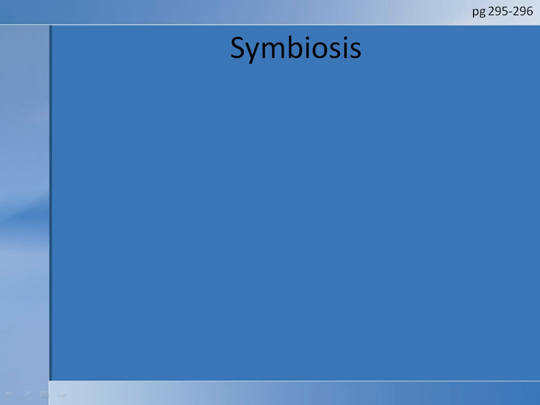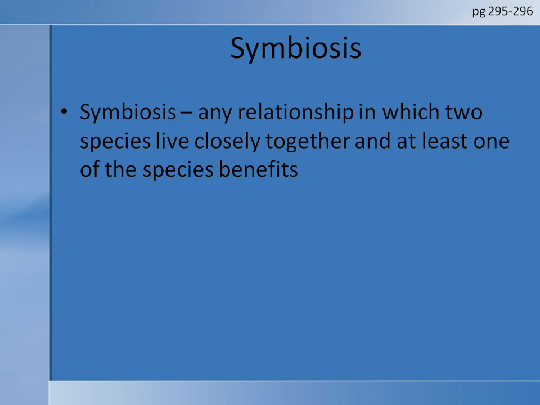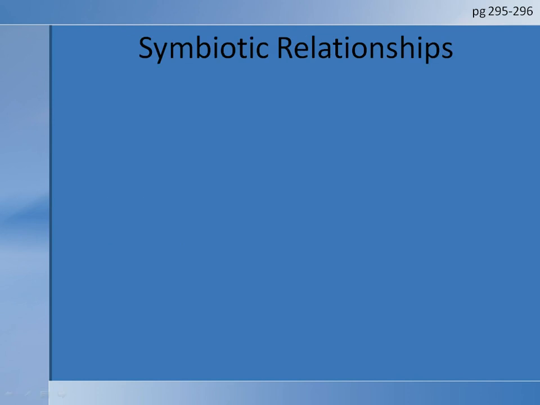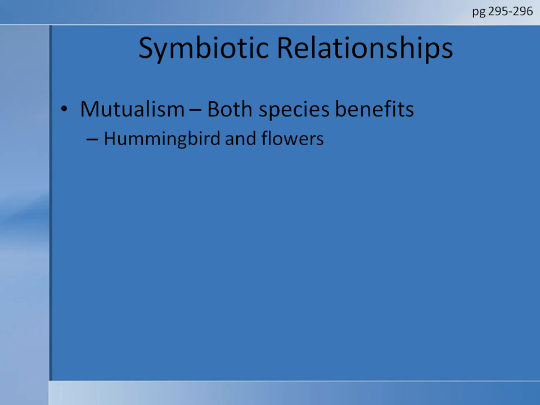Symbiosis, then, is what most of the other relationships fall into. This is any relationship in which two species live closely together and at least one of the species benefits. Now, there are three main types of these symbiotic relationships, and those are mutualism, commensalism, and parasitism. We'll start with mutualism, where both species benefit. A hummingbird and flowers is an example. The hummingbird gets a benefit because it gets nectar, and flowers get a benefit because they are pollinated, and the hummingbird drops off the pollen to another flower in order to continue the species.